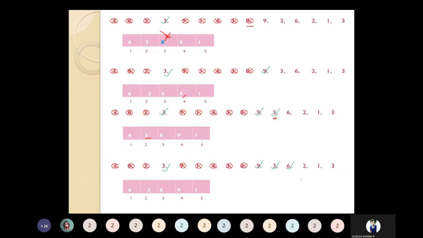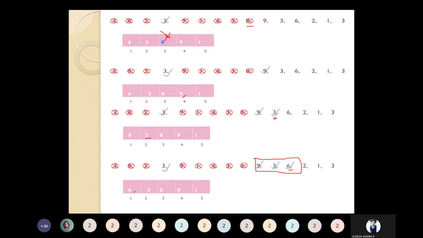Next, I look at the next one, 6. 6 is also already present in the first slot. This 3 is already present in the 5 slots. In any of the 5 slots, this 3 is present, so there is no need to replace these pages.